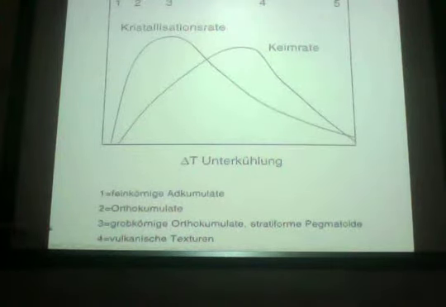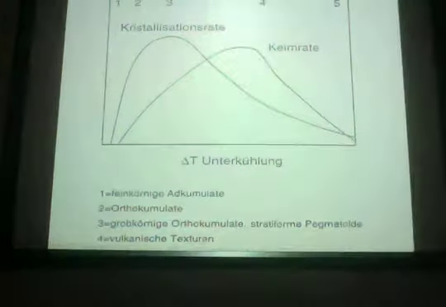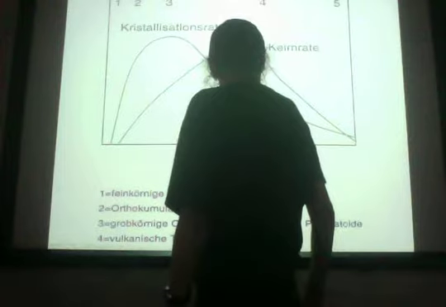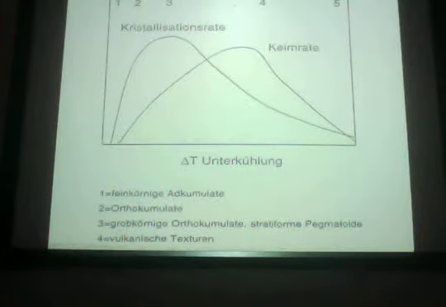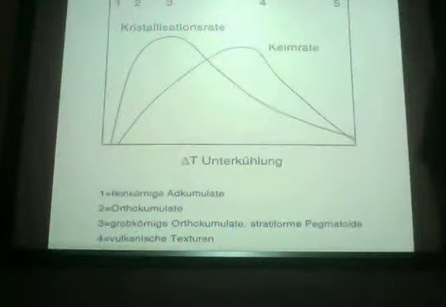This number one, that is fine-grained accumulate or accumulus. Fine-grained accumulus. Then number two, that is the autocumulus. So the number three, we have the coarse-grained autocumulus and stratiform pegmatoids.